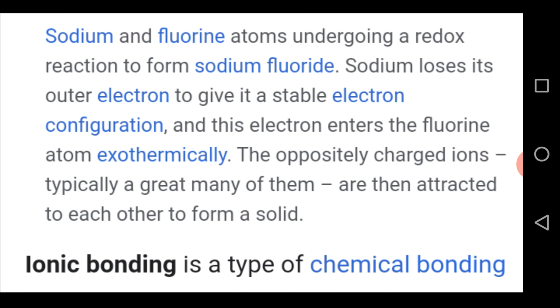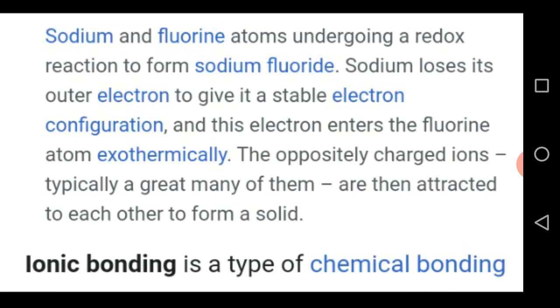What is redox? Redox is a combination of reduction and oxidation. Reduction is gaining of electrons and oxidation is losing of electrons. Sodium undergoes oxidation because it loses an electron, and fluorine gains an electron, that is reduction.